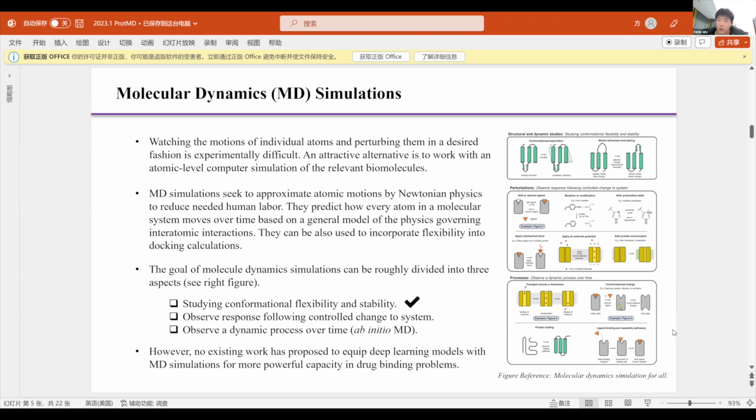Apparently, ab initio MD takes much longer than the first two, than just studying conformational flexibility, because you need to start from the very beginning and run the whole process, right? However, no existing work has proposed to equip deep learning models with MD simulations for more powerful capability in drug binding problems, and that is our contribution.